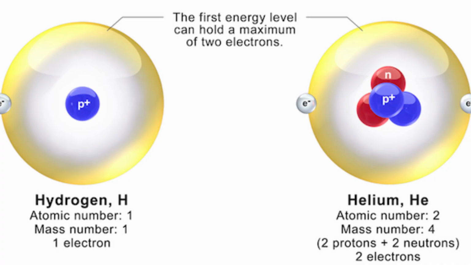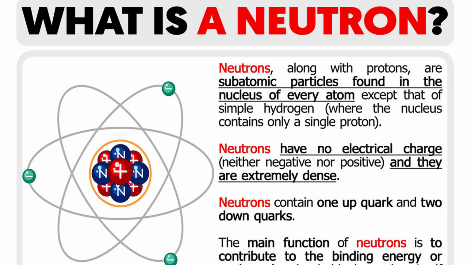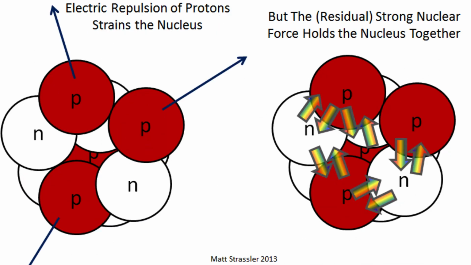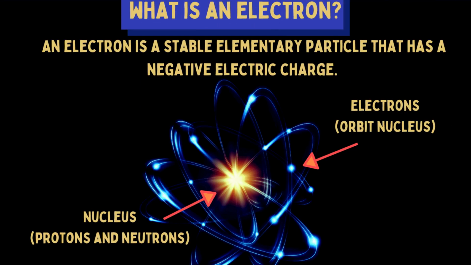2. Neutron. Charge: neutral, 0. Location: inside the nucleus, along with protons. Role: adds mass to the atom and helps stabilize the nucleus.